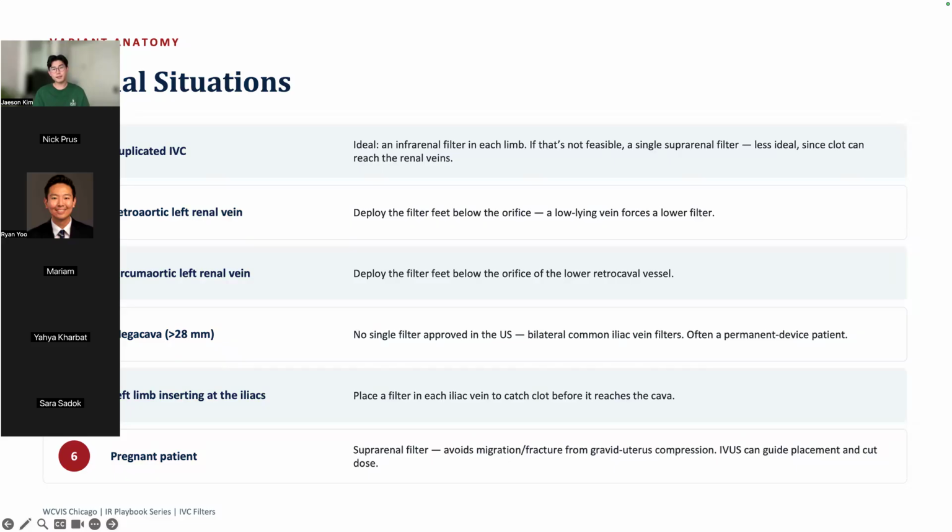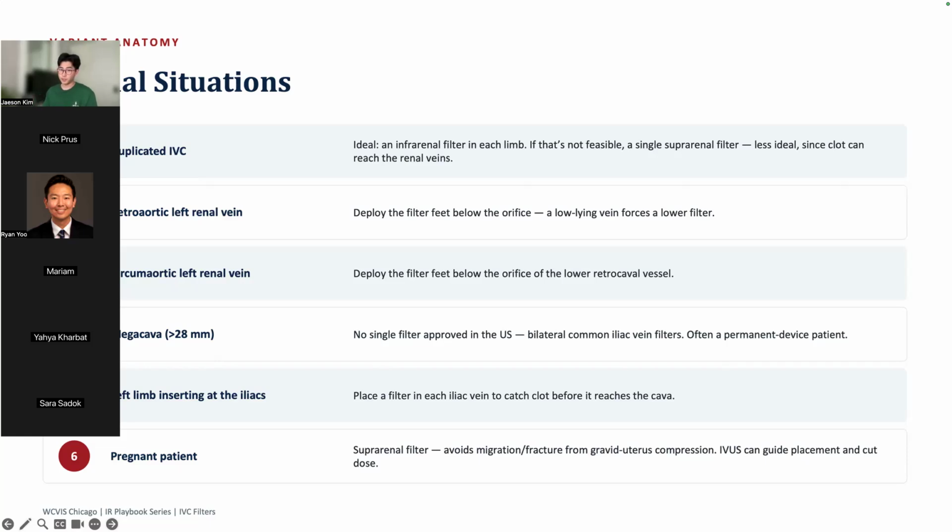If the renal vein is in an unusually low position, you simply have to place the filter lower to stay below it. If the vena cava is unusually large, we call that a mega cava. There might not be a single filter approved to fit it. So one option is to place a filter in each of the two leg veins instead. And those are usually the patients who end up with a permanent filter.